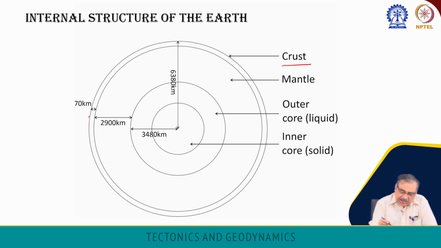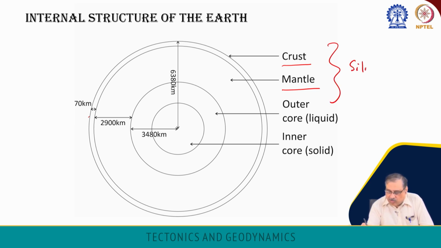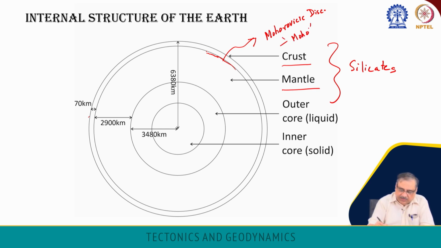Inside there, separating the crust from what is below, is something called the mantle. Both of these parts, the crust and the mantle, are silicate in composition. So these are silicates. The boundary between them, this particular part here, is called the Mohorovičić discontinuity, or in short, we just refer to it as the Moho. So it's essentially the interface between the crust and the mantle.